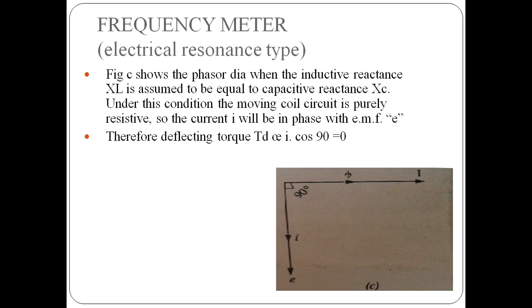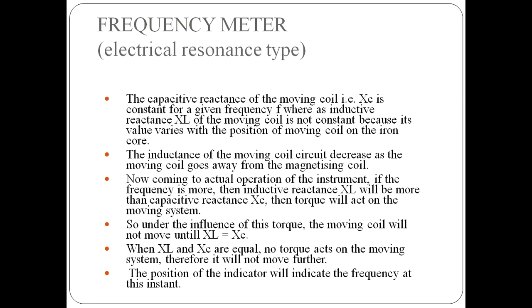Next, in figure C, resonance occurs where XL equals XC. Under this condition, the moving coil circuit is purely resistive, so the current will be in the same phase with the EMF. Therefore, deflecting torque Td is directly proportional to cos 90, which is equal to 0.